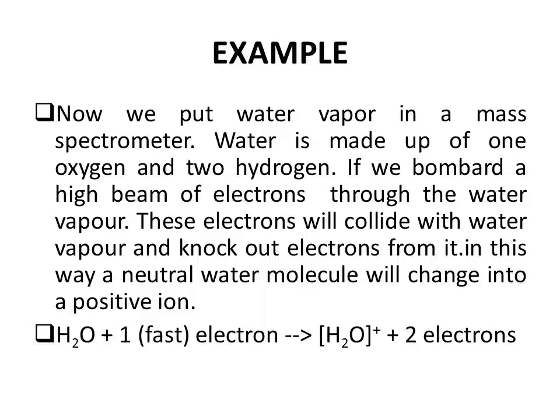Now here we can take an example. If we put water vapor in a mass spectrometer, we know that water is made up of 2 hydrogen and 1 oxygen. If water vapors are bombarded with a high beam of electrons, what happens? These electrons will collide with the water vapor.